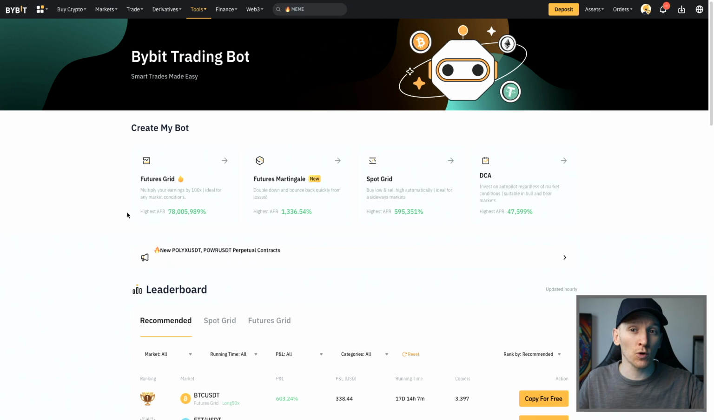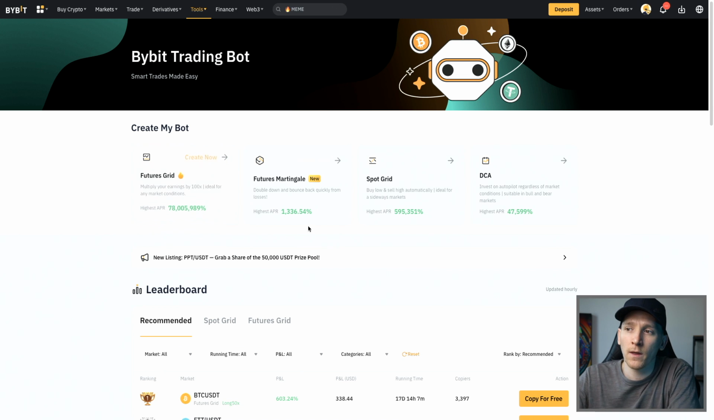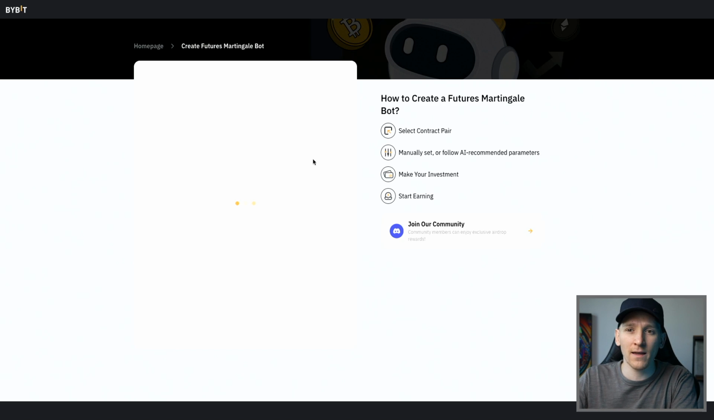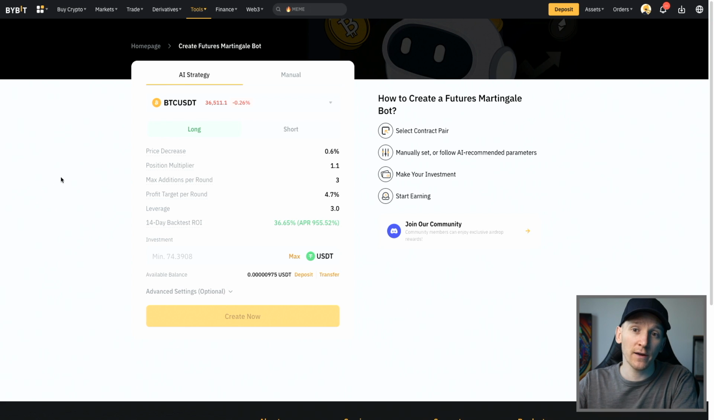We can also use the Martingale bot. This is again for short-term trading. This is in the futures market. So futures Martingale. What is a Martingale? This is an active trading strategy where you're looking to take a long position or a short position and you don't know where the price is going to be. So you want to take multiple positions during a trading range in order to benefit from a reversal in price.